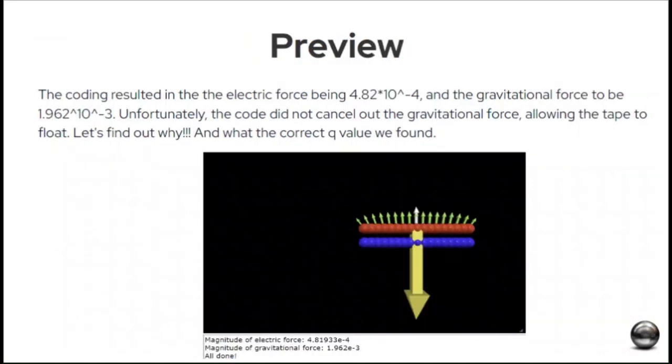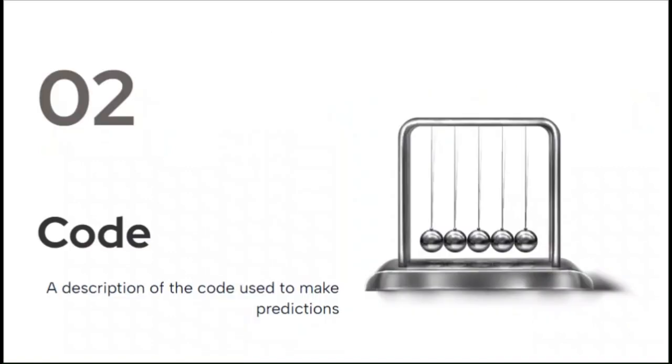So a quick preview. The coding resulted in the electric force being 4.82 times 10 to the negative fourth. And unfortunately, the code did not cancel out the gravitational force, but we're going to figure out why, and we're going to find the correct Q value moving forward. So we're going to do that by taking a look at our code.